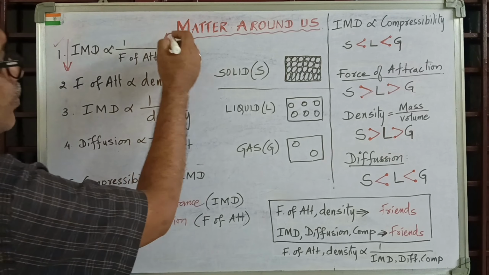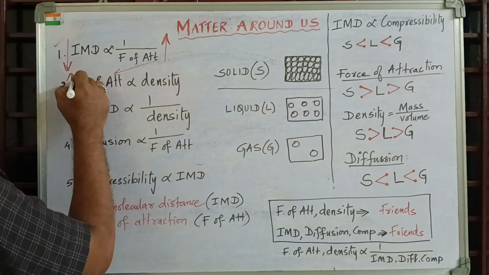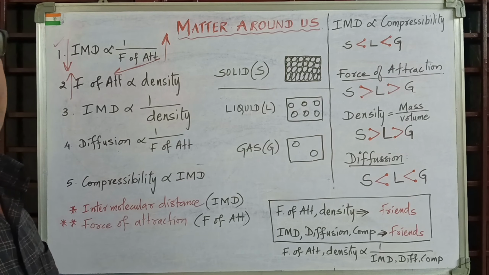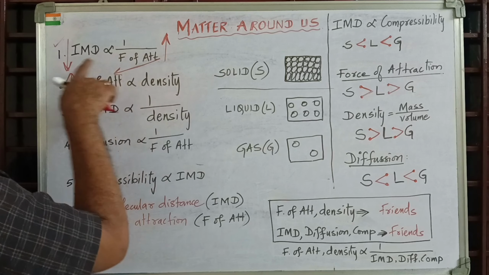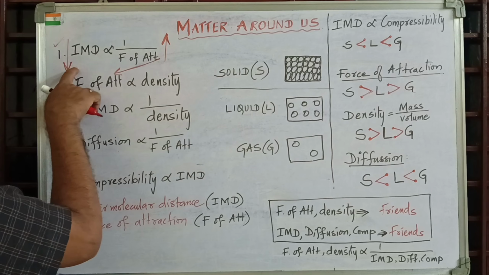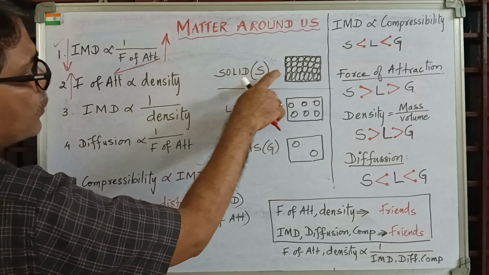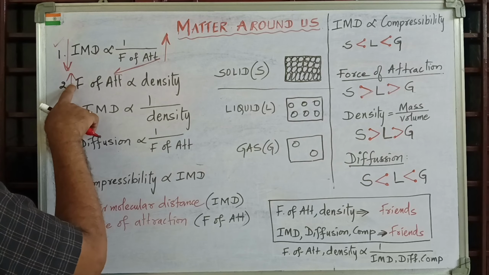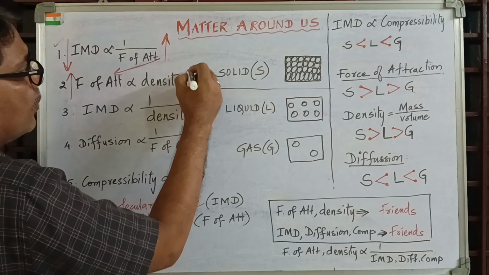Okay, first one. Now what is told here? Force of attraction is more. Now let us bring the same thing here. Very clear. If you can understand like this, it will be much more easier. Now force of attraction, we said intermolecular distance less, force of attraction is more. Force of attraction is more where? Solid. So let us bring the same thing here. Force of attraction is more. Then automatically its density also will be more.